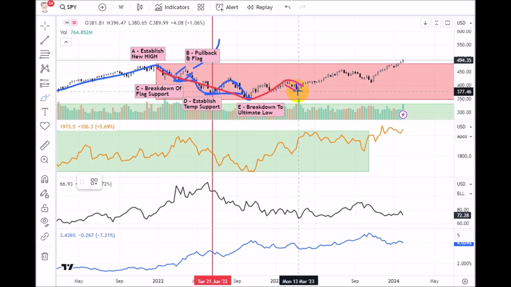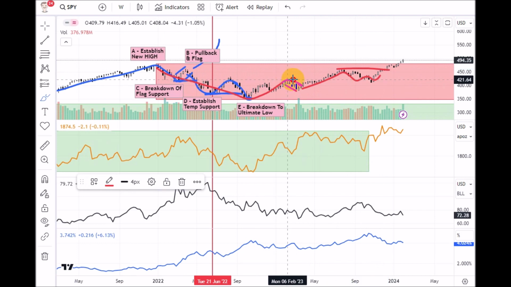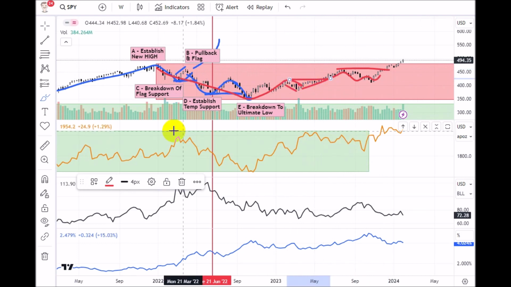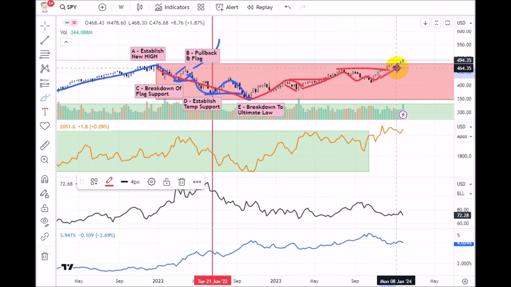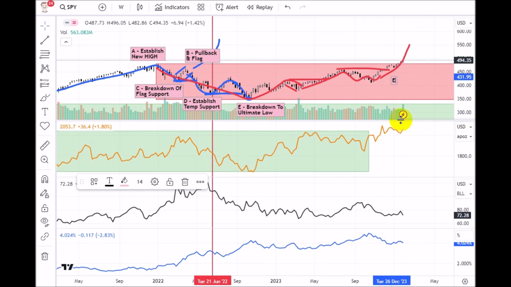We then get the breakdown of the flag, establishing new resistance here, and waffling around. This is our new resistance level right here. This is our flag resistance level right here. At this point, now we see the breakdown of this move here, which is the E move, which is breaking down to establish a new low. In this case, it's E, breakout to new ultimate high. That's where we're at right now.